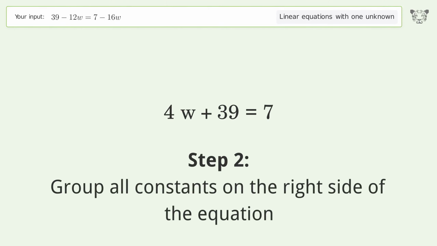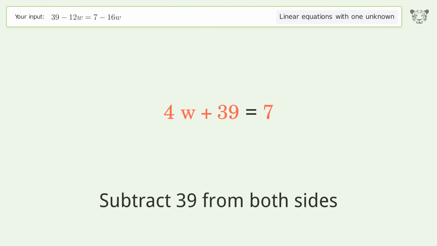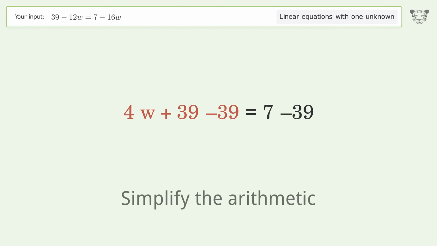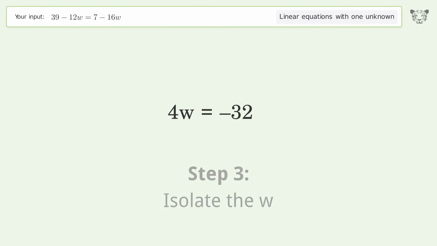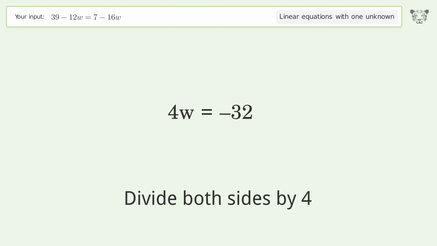Group all constants on the right side of the equation. Subtract 39 from both sides. Simplify the arithmetic. Isolate the w. Divide both sides by 4.